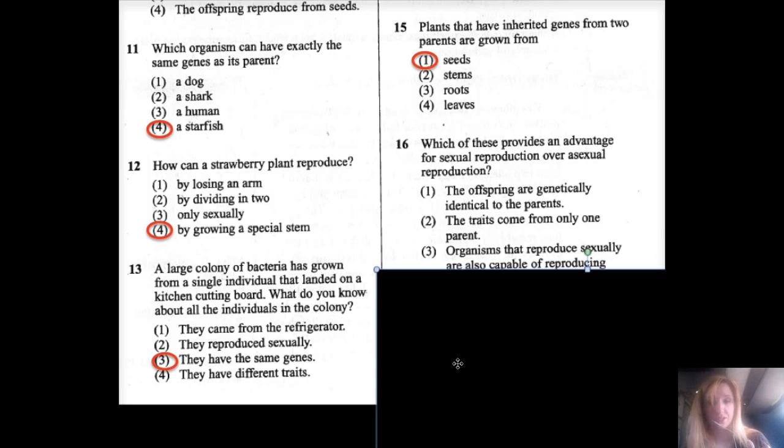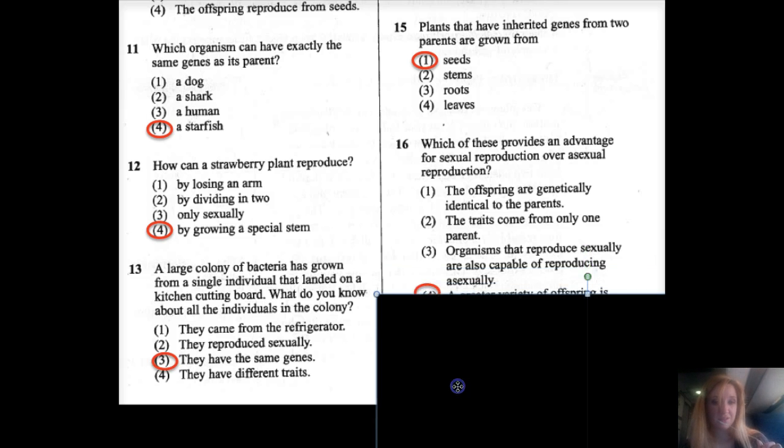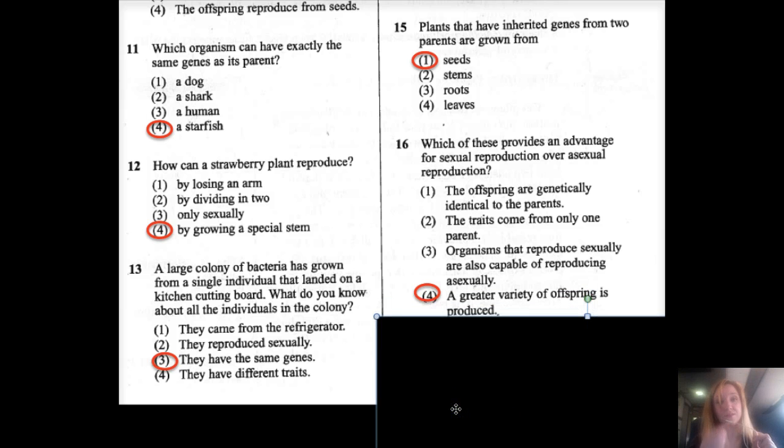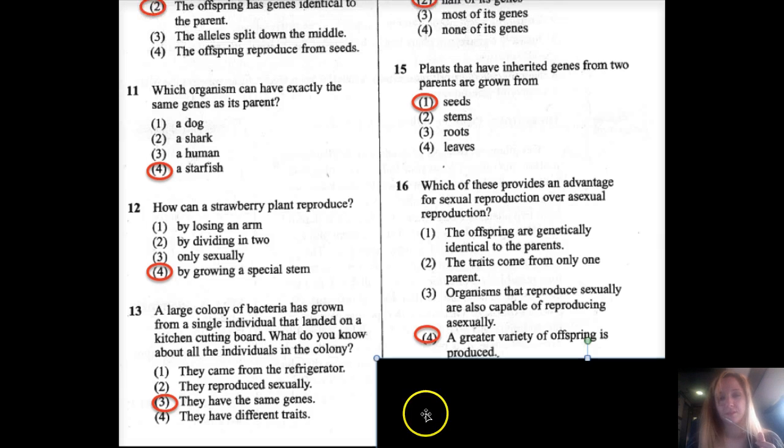Organisms that can reproduce sexually are also capable of reproducing asexually. Not always true. For a greater variety of offspring produced, yeah. That means that we have a greater chance of surviving if someone has a gene that is adapted to a certain type of environment, and that environment changes. Alright, so pause.